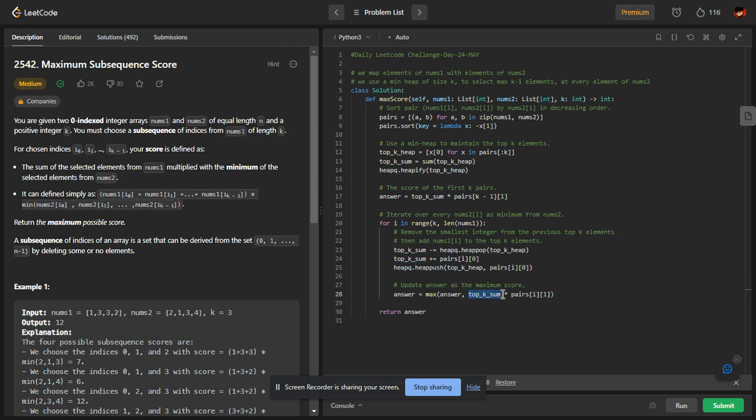Then multiply it with the corresponding value in the nums2 array at the alpha position. This is just the answer, it's just a score. We have to find the maximum of all such scores. That's why we're doing this: take the max of any previous score and the current score and store it in the answer variable. Finally, after this loop is completed, we have gone through all possible cases and written the answer.